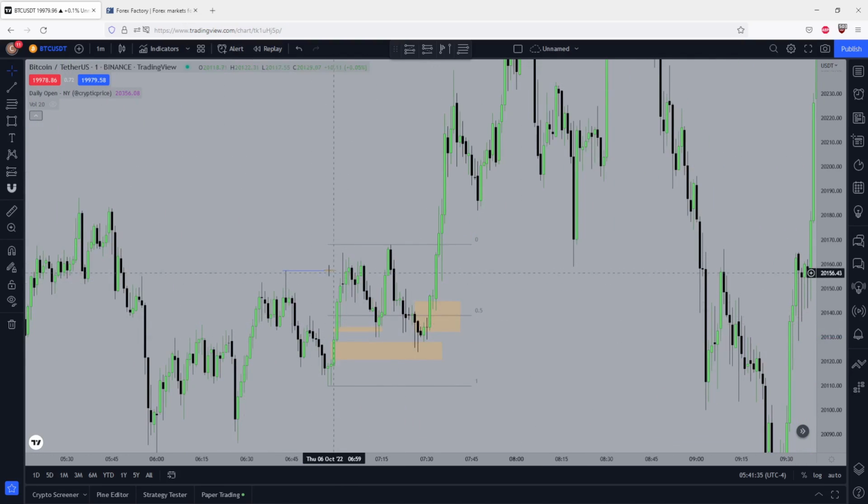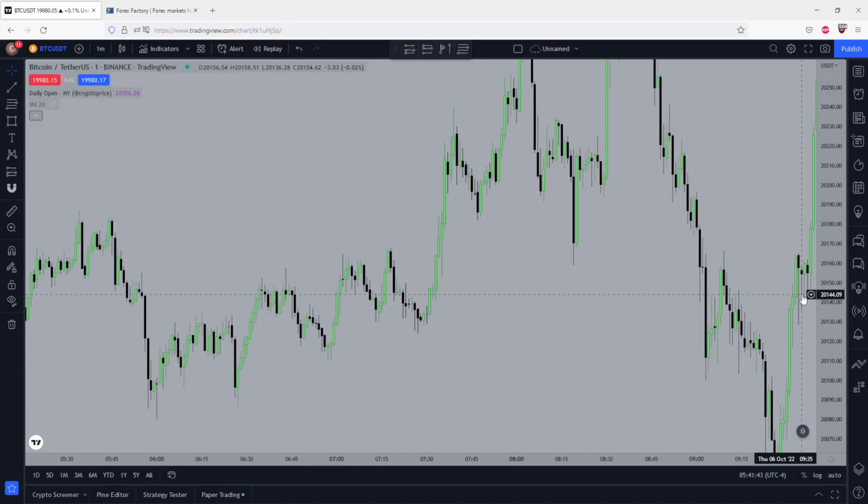So it's a little bit of a different setup, but you always have to be aware that price might come back and revisit a fair value gap which is a little bit lower than the first one. Like here we had the upper one and then the lower one. The price came back down, visited the lower one, and then it ran off. So just something to be aware of.